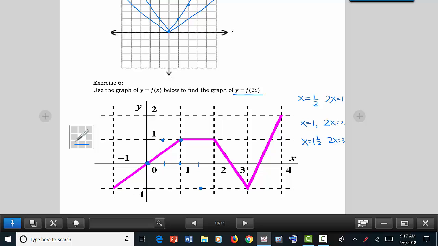So here we have height negative 1. Now at x equals 2, the value of 2x will be how much? 4. At 4, how much height do we have? 2. That means that is the height we want when x equals 2.